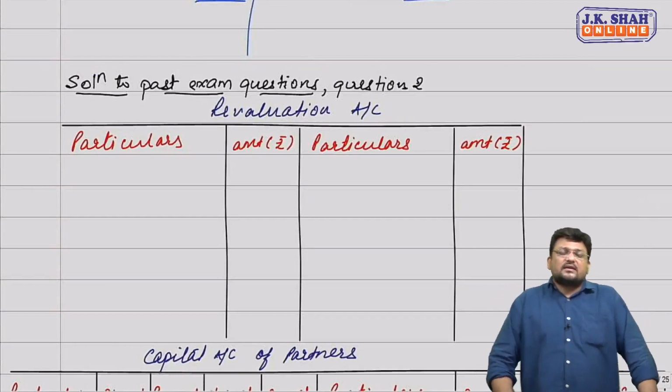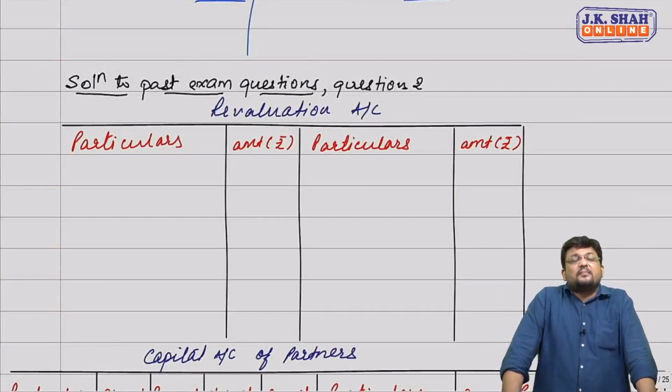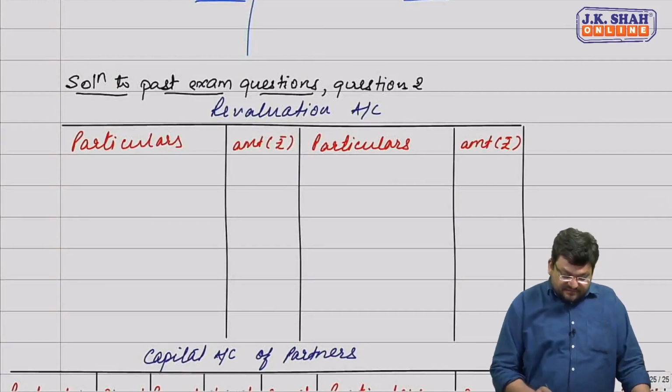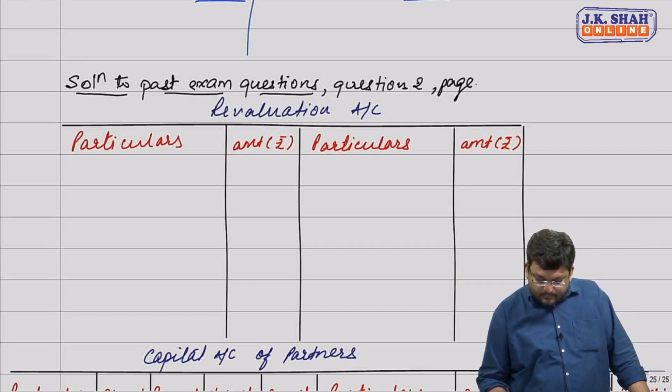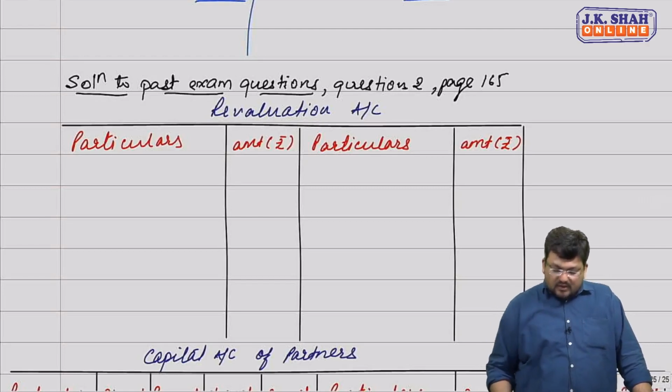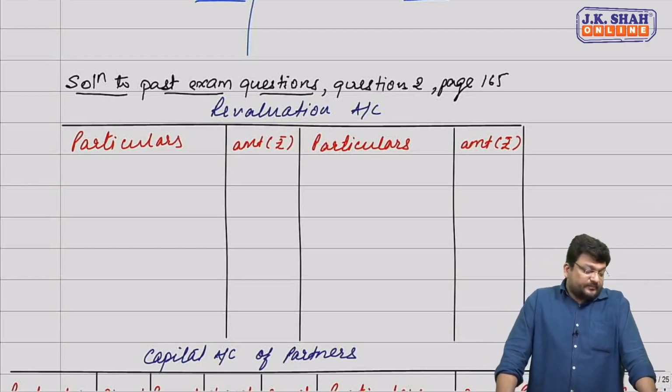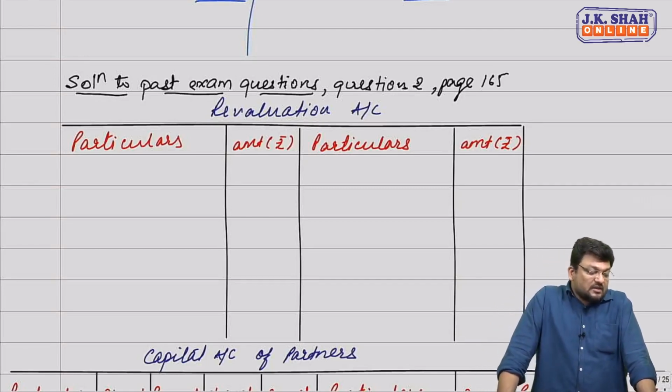Friends, we are now looking at solution of past exam questions. Question number 2. Past exam question number 2, page number 165. Look at the question. You are given Dinesh, Ramesh and Naresh are partners in a firm sharing profits and losses in the ratio 3:2:1. Old ratio is 3:2:1.